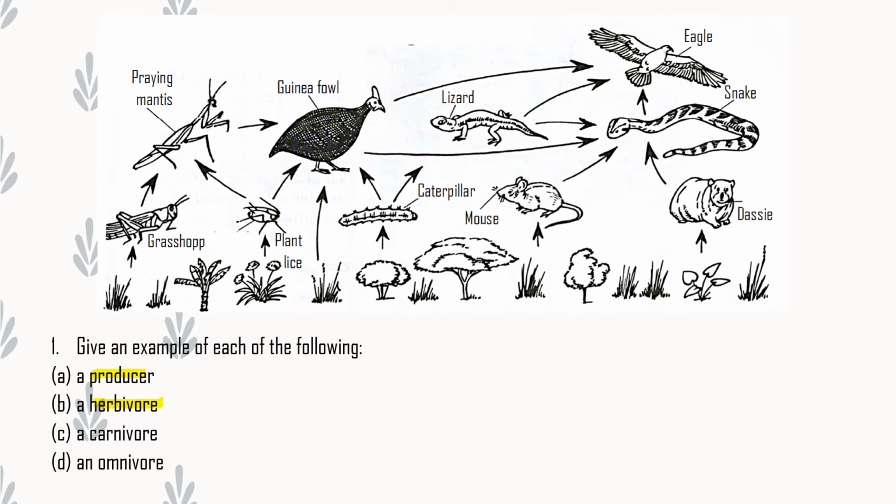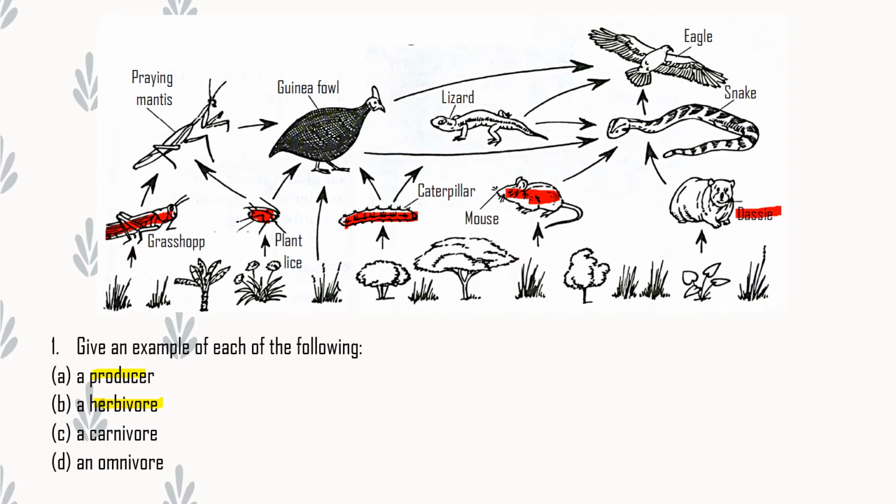So the herbivore exclusively eats plants. This grasshopper is only eating plants. This plant lice is only eating plants. You can't take the guinea fowl because the guinea fowl is eating plants and plant lice. Then the caterpillar you could have mentioned. You could have mentioned the mouse and you could have mentioned the daisy.